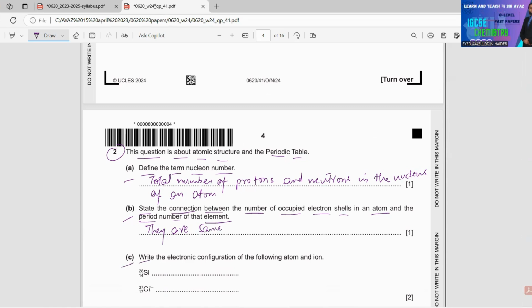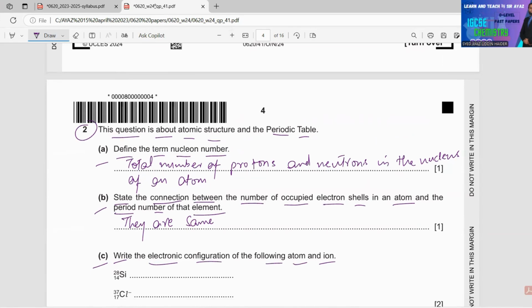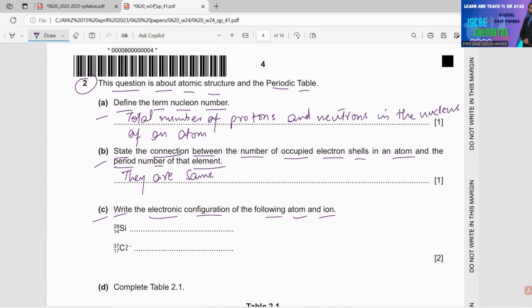C. Write the electronic configuration of the following atom and ion. You know, an atom must be a neutral particle, it does not carry any charge. So Si in this case is neutral. In order to write the electronic configuration, we should know the number of electrons, and for the number of electrons, look at the proton number. It must have 14 electrons. So you write 2, 8, 4. This will be the final electronic configuration of Si.